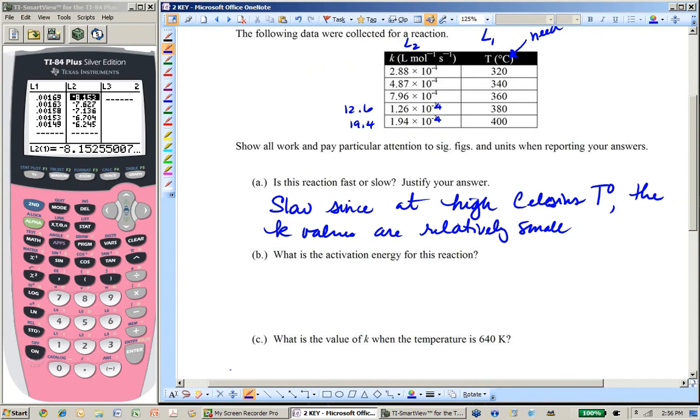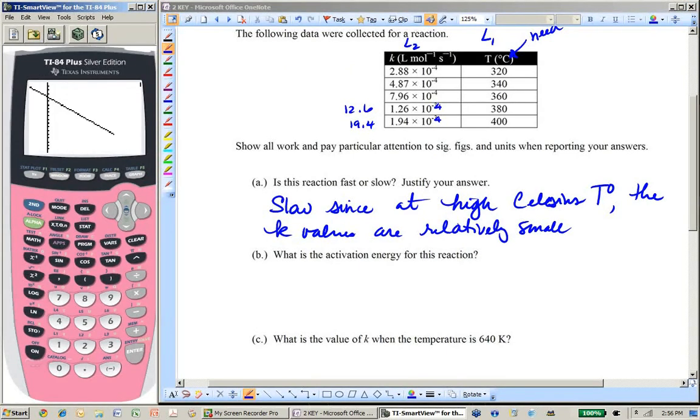What is the activation energy for this reaction? So now we get to do our graphing business. So if I graph this, I've still got my stuff in there from last time. That's what you know when it starts coming across. You don't see any dots or anything. So go clear out your y equals. Clear and clear. And go zoom 9 so that you get your graph fit perfectly. Very nice. Now let's run that linear regression.